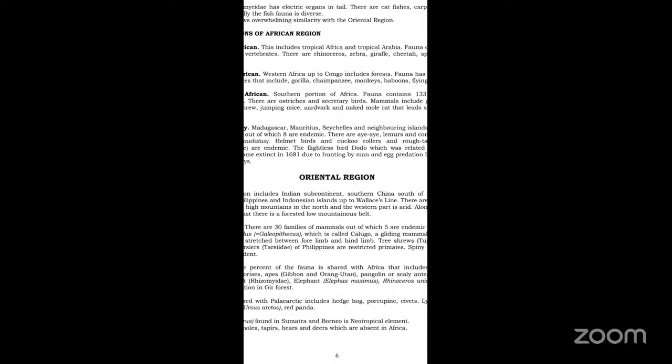The others are lemurs as well as the common tenrec. Then helmet birds, cuckoos, and rollers, as well as the rough-tailed snakes, are also present in this. And you have the flightless birds, which include the dodo, which was related to the flightless pigeon, which became extinct actually during the hunting by man.